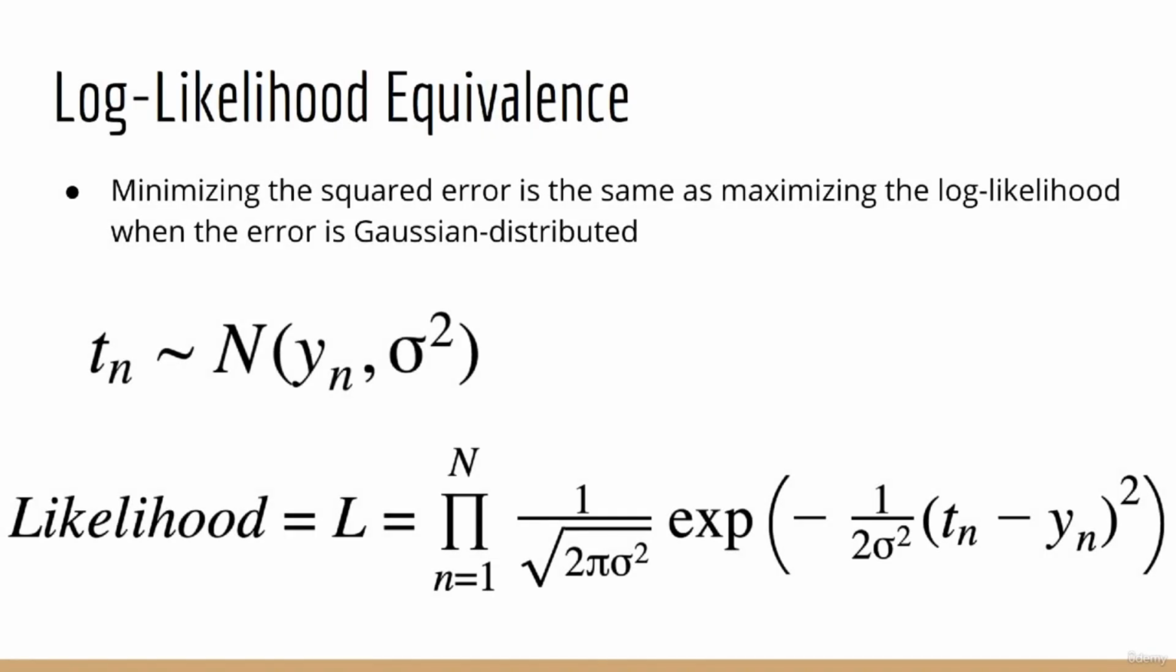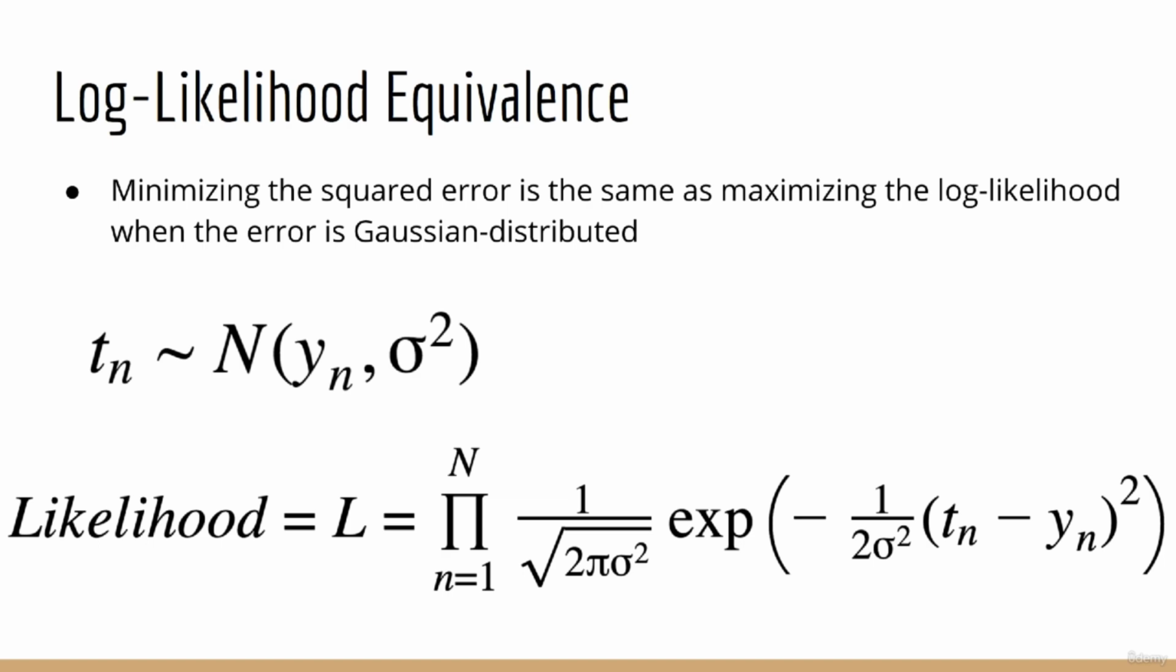As you recall, minimizing the squared error is equivalent to maximizing the log likelihood where the error of our model is Gaussian distributed. Why is that? Let's consider what happens if each target t of n is a random variable which is Gaussian distributed with the mean y of n. The variance of the Gaussian is arbitrary, and it doesn't matter, as you'll soon see, so we'll just say it's sigma squared.